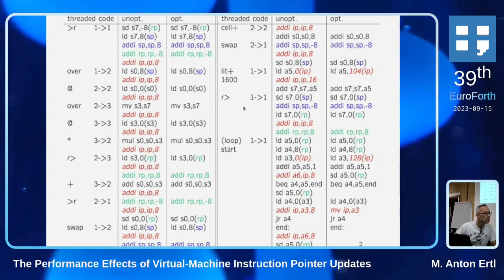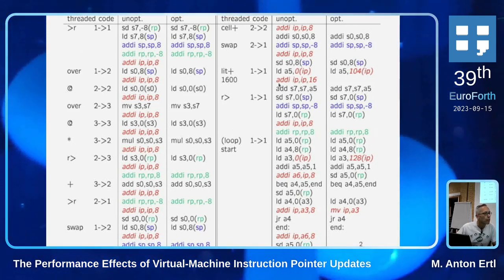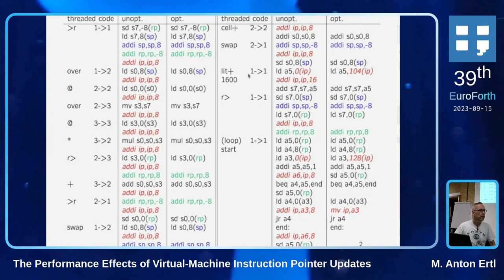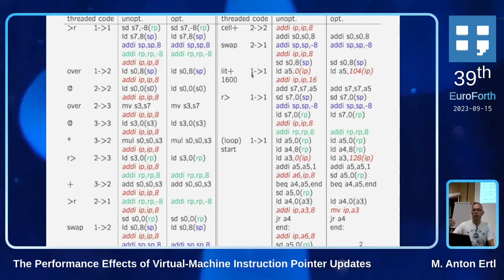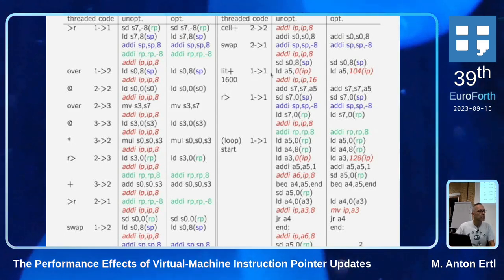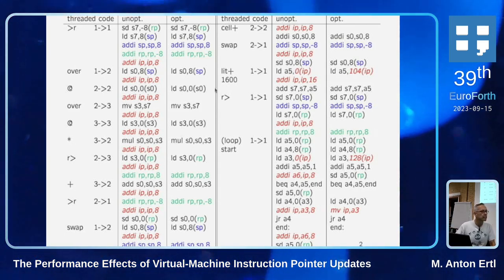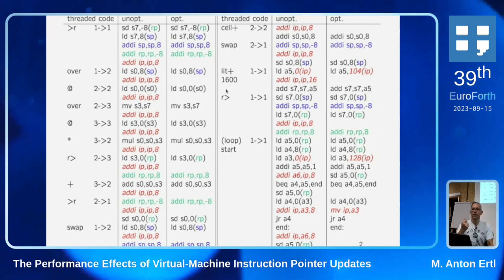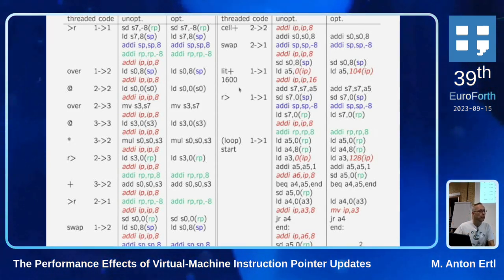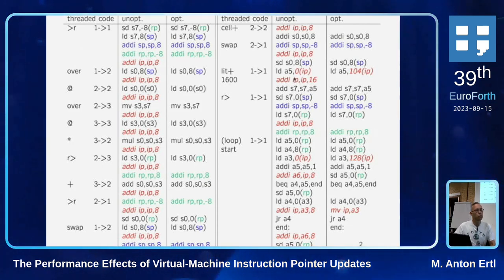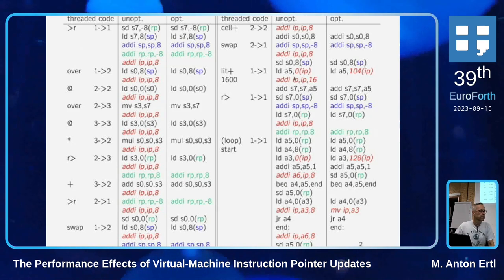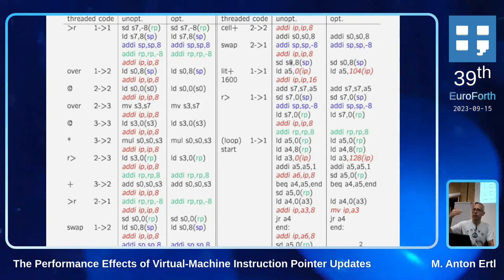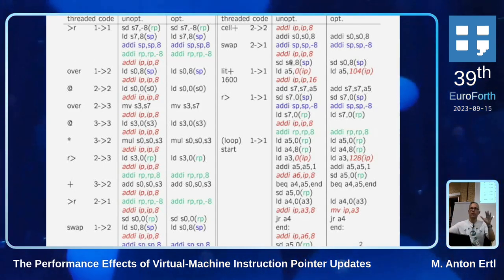You see over here, where is it? Yeah, there's one. Until that point, the instruction pointer is never used. But in the lit plus word, a primitive actually, it is being used for accessing this number 1600. At that point, we need the actual instruction pointer. One way to do it would be to do an instruction pointer update right before this. And this is stage one of the optimization.